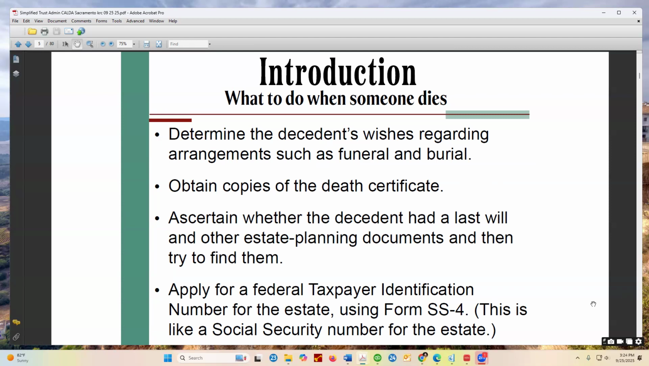Obtain copies of the death certificate. That usually will come from the funeral home, and it may take 2 or 3 weeks to get that death certificate. They're very ornate documents. I would usually order about 10, unless the person had a lot of assets. Then I would order a lot more.